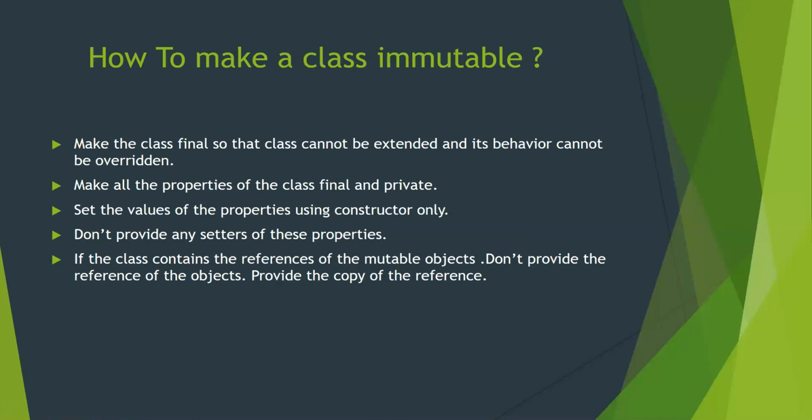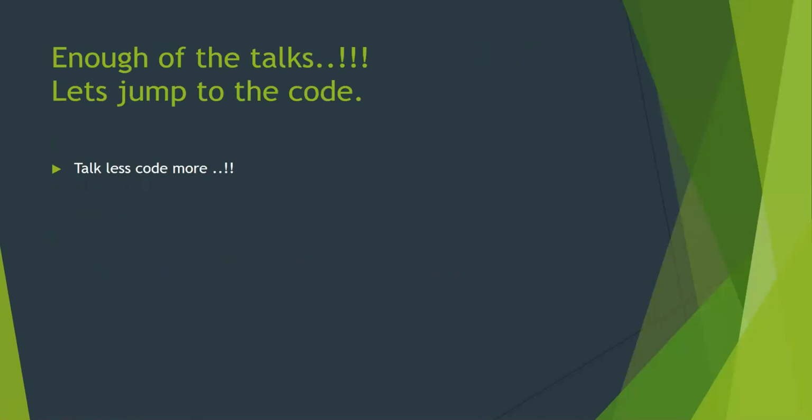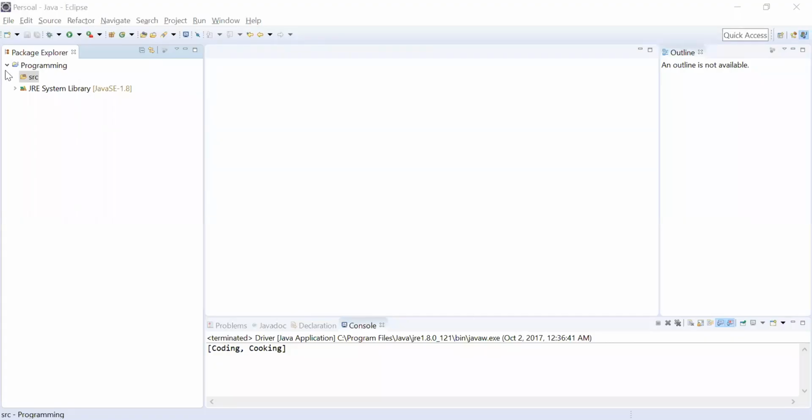The fourth point is very important. You don't have to provide any setter for those properties. You just have the getters of those properties. The fifth point again is very important. If the class contains references to mutable objects, you should not provide the references directly. I will show exactly what's the problem with the fifth point and we will correct it in the code. So enough of the talk now. Let's jump to the code.